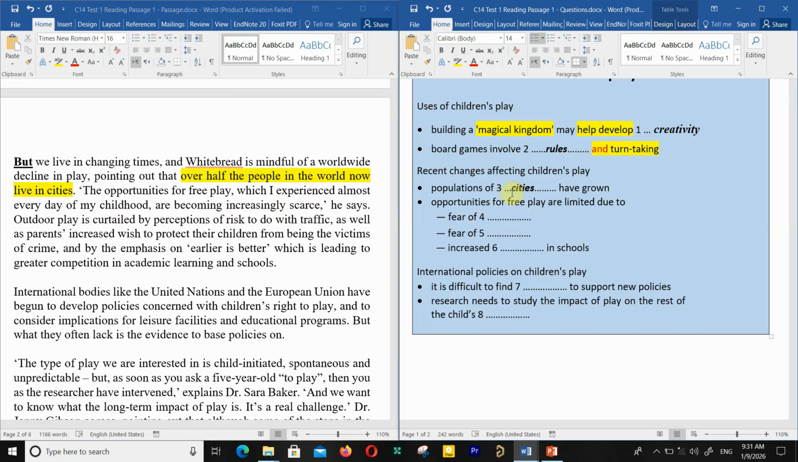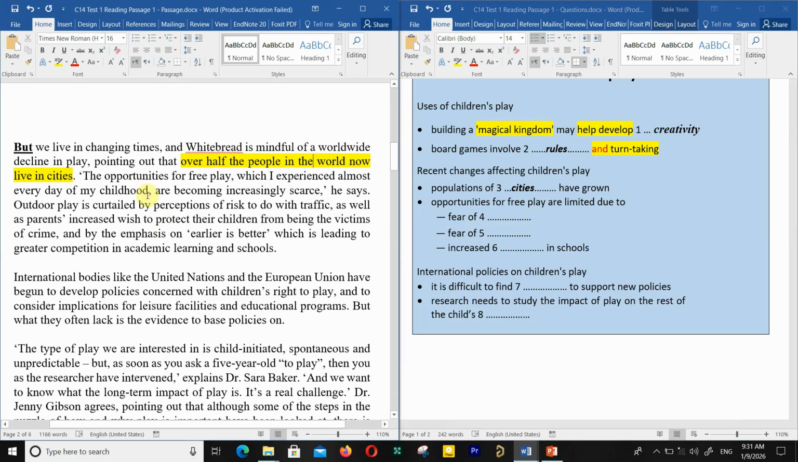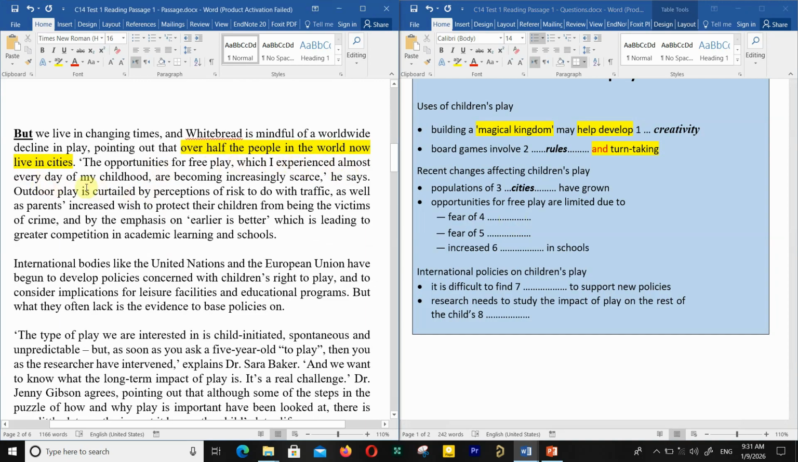For question 3. Question 4. Opportunities for free play are limited due to fear of what? For 4 and 5, the answers are in either order because it's just the same, so no problem if you change the order for 4 and 5. Fear of something. Now, just a scheme. Just outdoor play is curtailed by. So, here, he says outdoor play is curtailed by perceptions of risk.